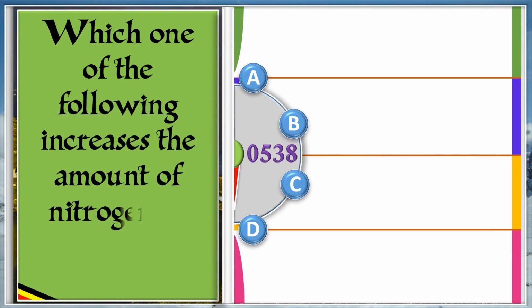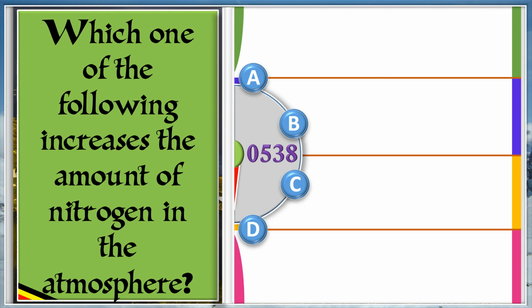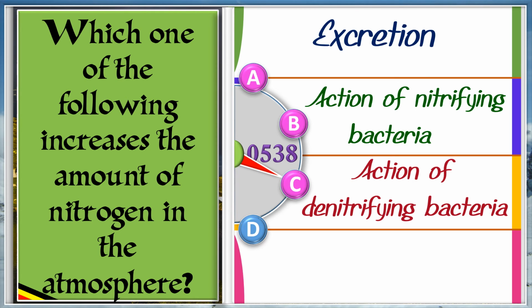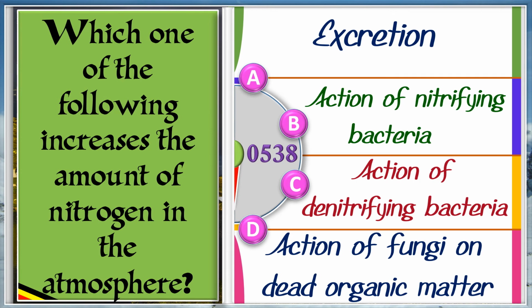Which one of the following increases the amount of nitrogen in the atmosphere? A. Excretion. B. Action of nitrifying bacteria. C. Action of denitrifying bacteria. D. Action of fungi on dead organic matter. And the answer is C. Action of denitrifying bacteria.